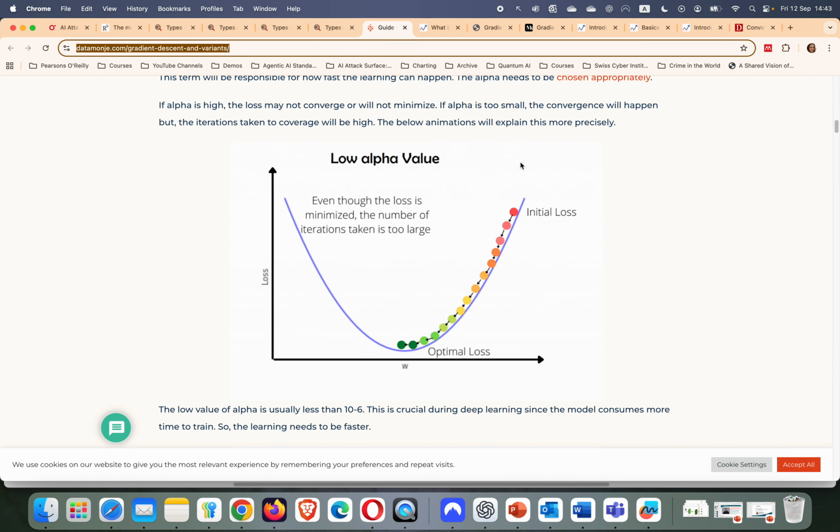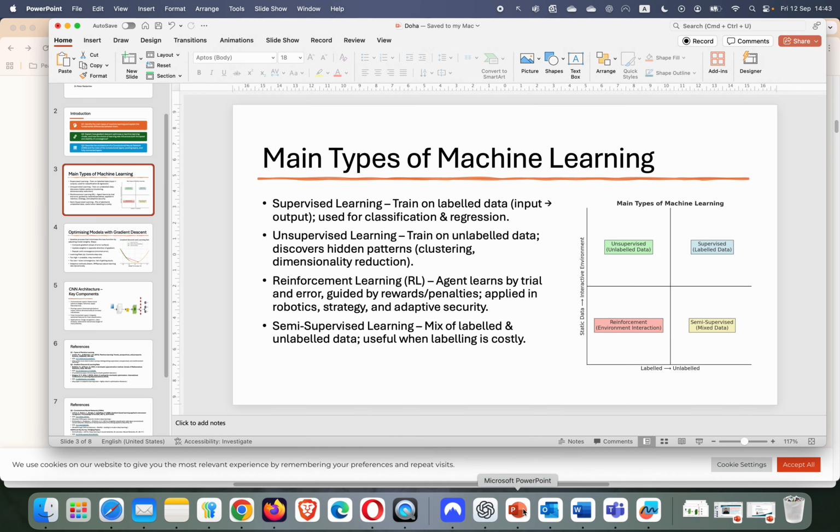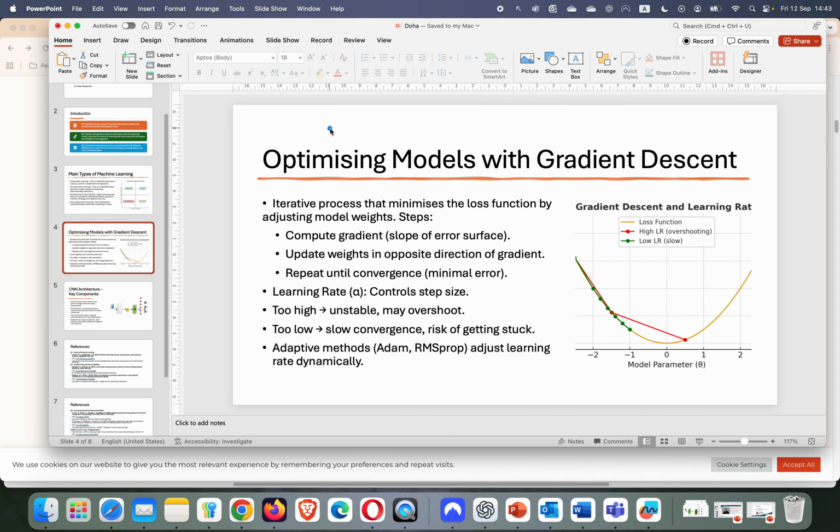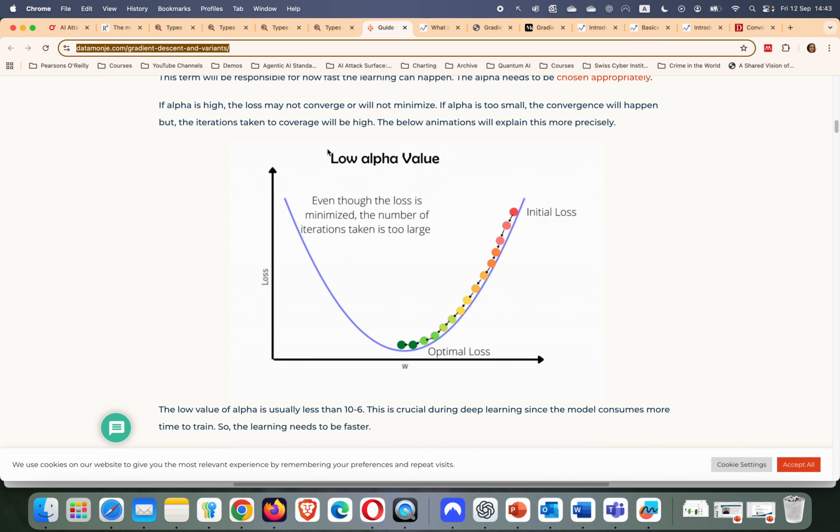Now we're going towards the second question. The second question, just as a reminder, was how do you optimize models with gradient descent? So this is the image that I designed. Let's look at how other people have described this. And for this, I'm going to be using an article which is in the list of references below from Monge.